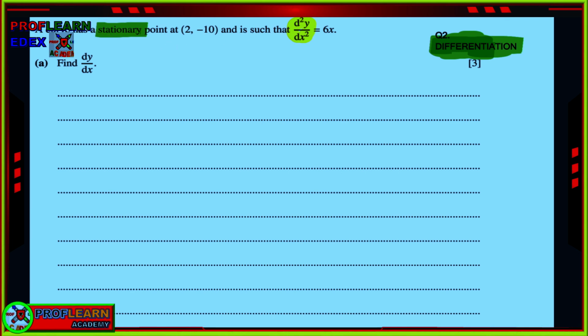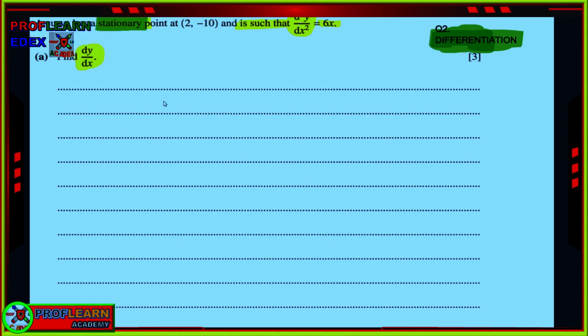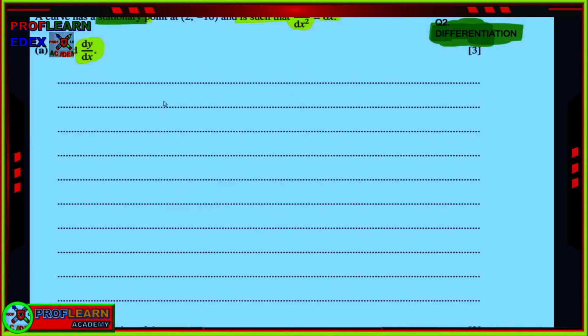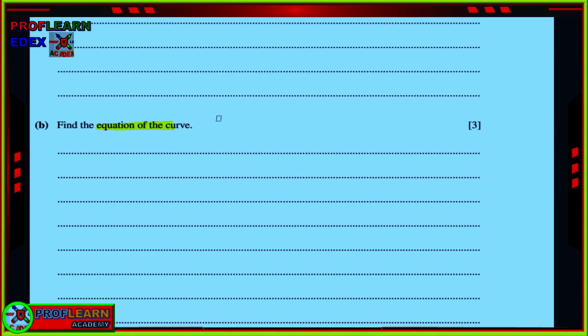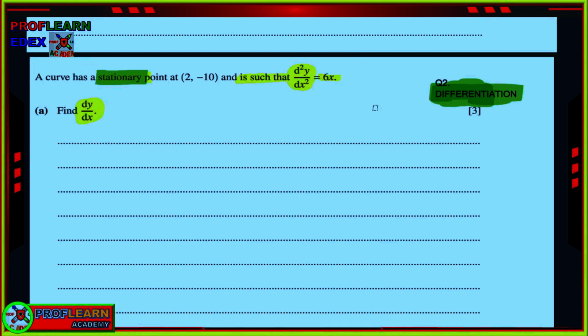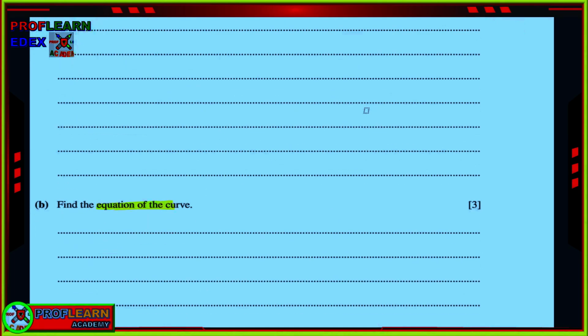Like for instance, this question that we are having here basically is integration, because you are told there is a stationary point and you are told d²y/dx² is basically this, so meaning you are integrating in order to get that. So you may be tested on how to integrate and also on how to differentiate. So get ready, because now we're supposed to find the equation. This question is basically integration in this case.